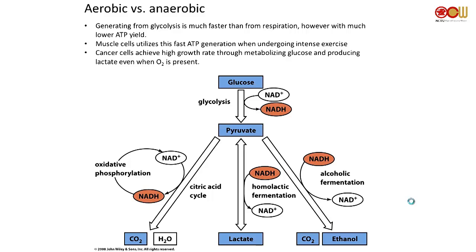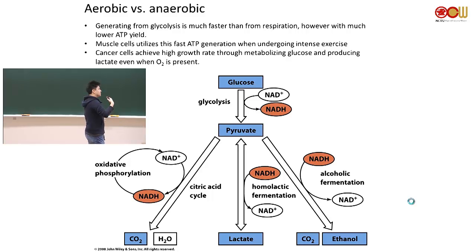Okay, so at the end of this first third of our class, you should be able to understand what I mean by this statement. Now, muscle cells utilize this fast ATP generation when undergoing intensive exercise. Basically, that's what we just talked about: a muscle cell, because it doesn't have O2, really needs a fast way of generating ATP. Therefore, it chooses to produce lactic acid.